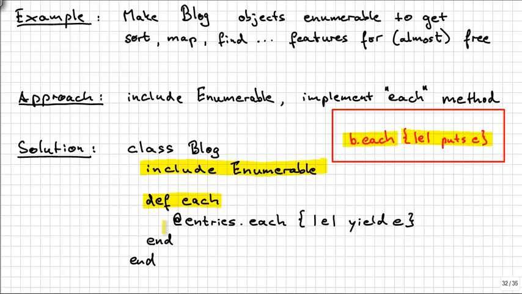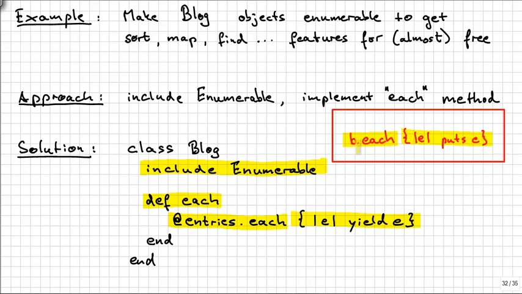Because we store entries in an array, we can reuse its each method to implement our each method. And that's exactly what we do here. So what we say is, for each entry, we execute this expression or this block of code. And what we see here is the yield statement. What this does is it hands control from the current place to the block that was supplied to each.